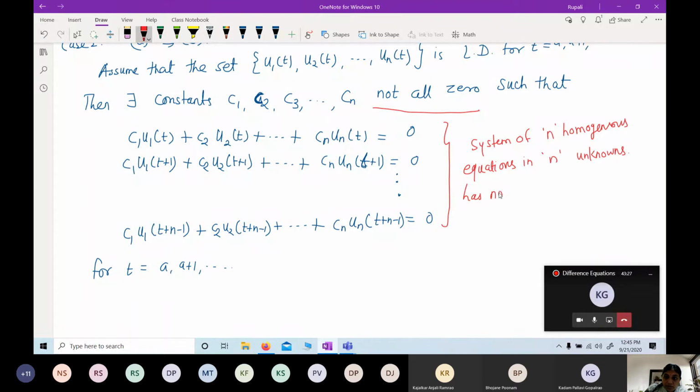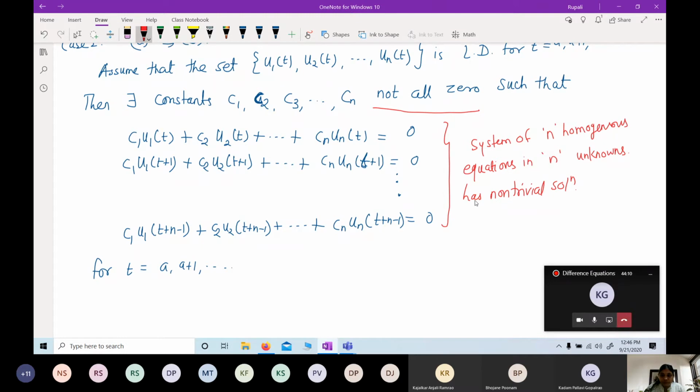When is this possible? A system of n homogeneous equations in n unknowns has a non-trivial solution. What does this imply? What can I say about the determinant of coefficients? It is 0. The determinant of coefficients must be 0. If it is non-zero, then it will have only the zero solution, the unique solution. So the determinant must be 0.